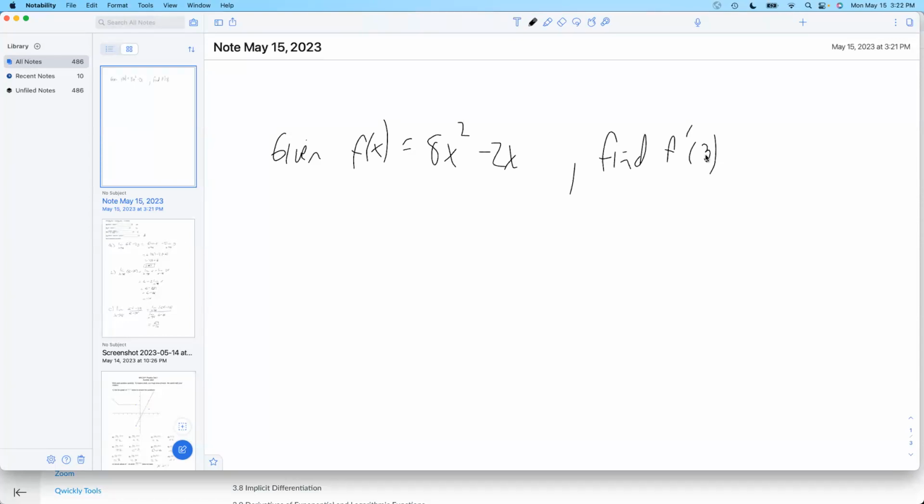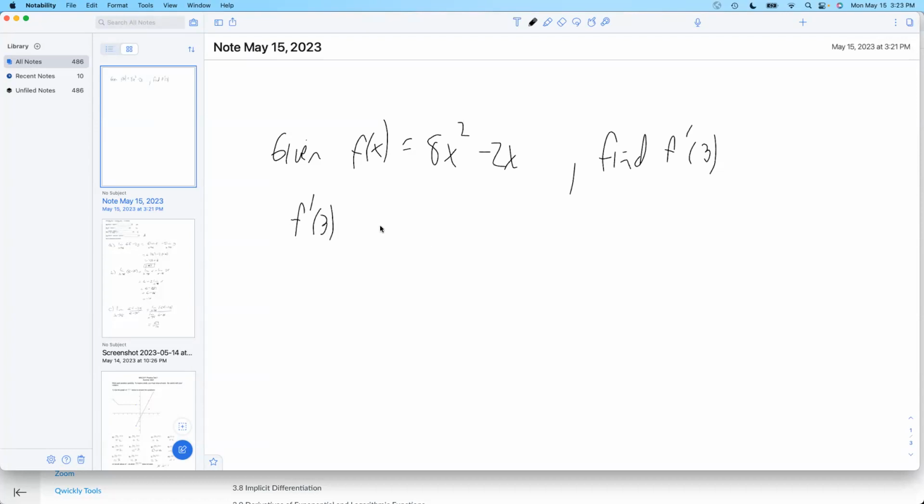And then next week or the week after, we're going to learn all the shortcuts for taking derivatives so we don't have to use this long definition anymore. But for now, we're doing this the hard way. So we're going to write up a complete solution here.